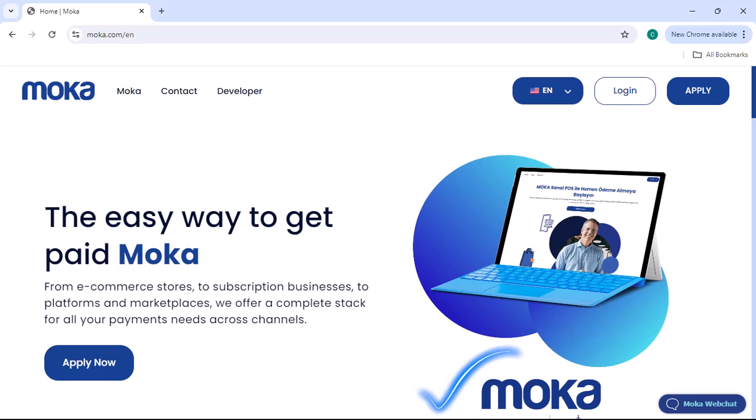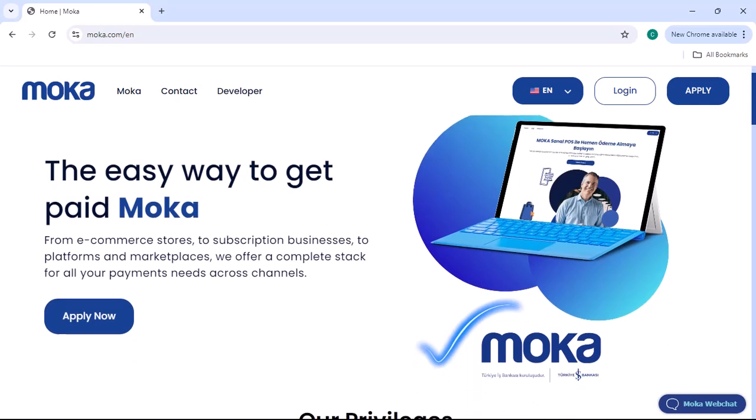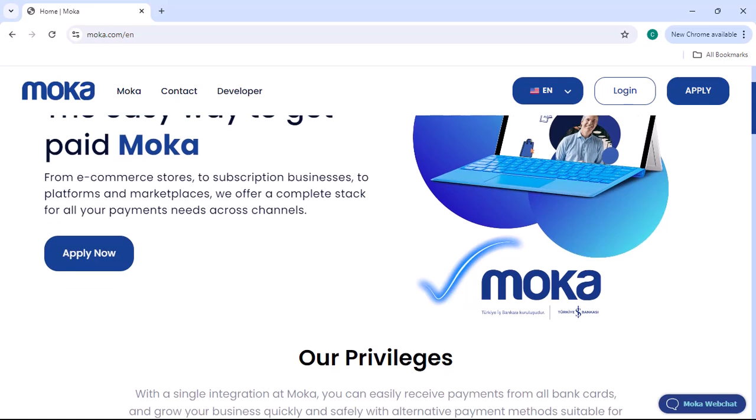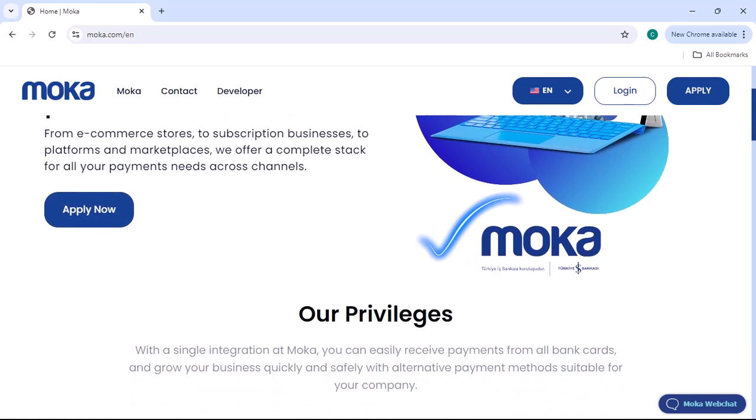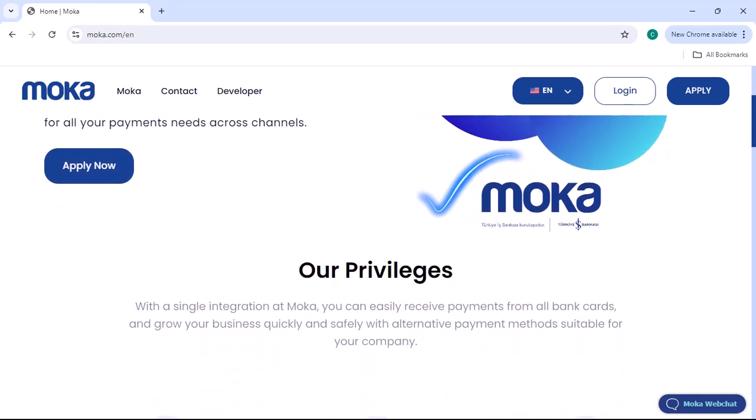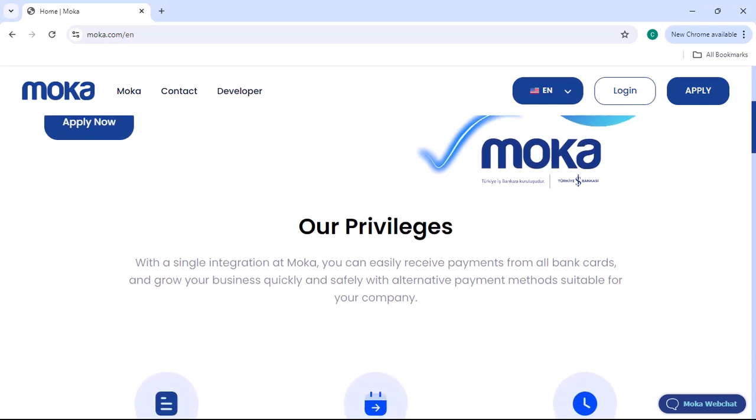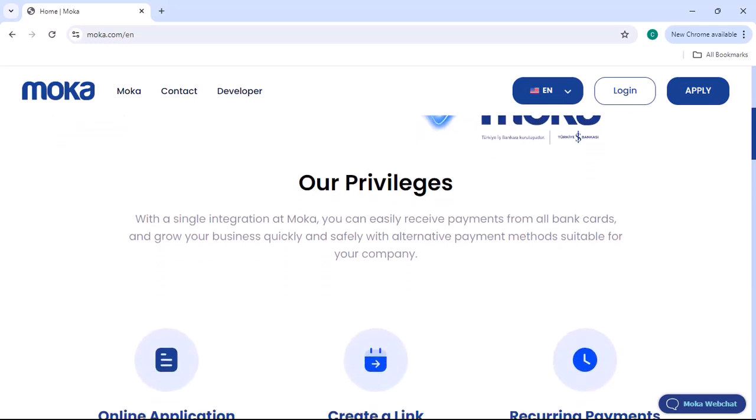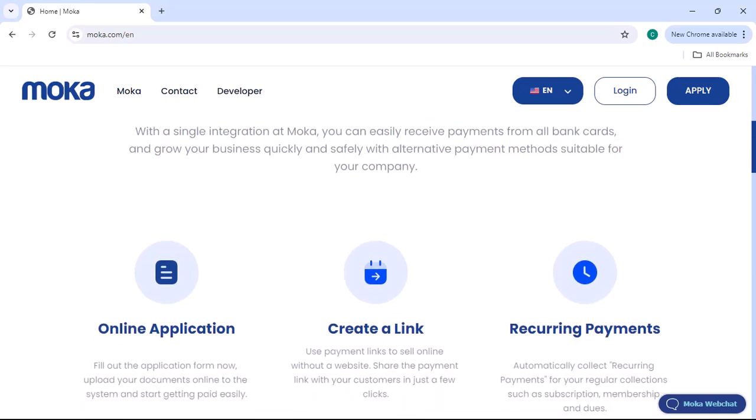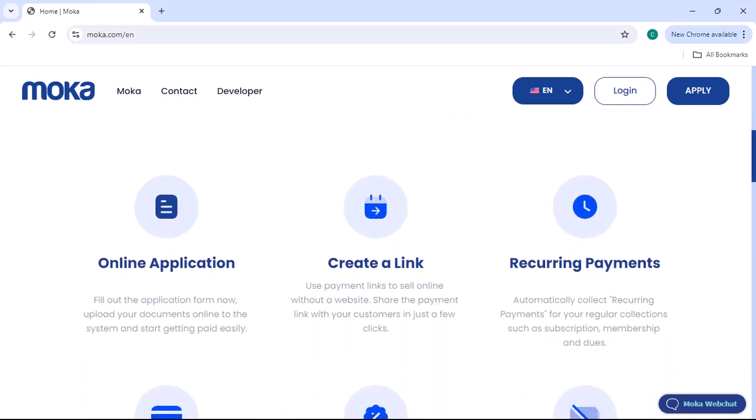Ever walked into a cool coffee shop, saw a tip jar, and thought, I'd love to leave a little something, but I never carry cash anymore? Or maybe you're a small business owner constantly missing out on those impulse buys because you only accept card payments? These are the exact problems Moka aims to solve.